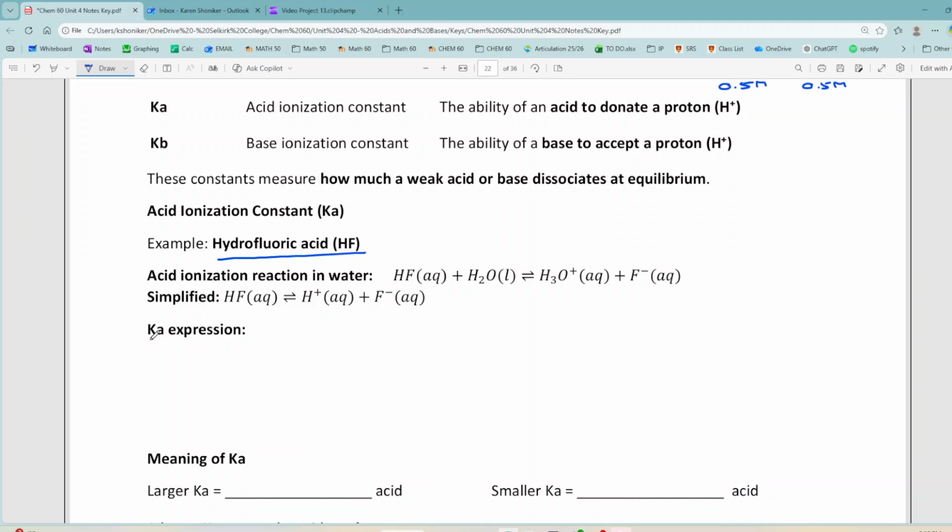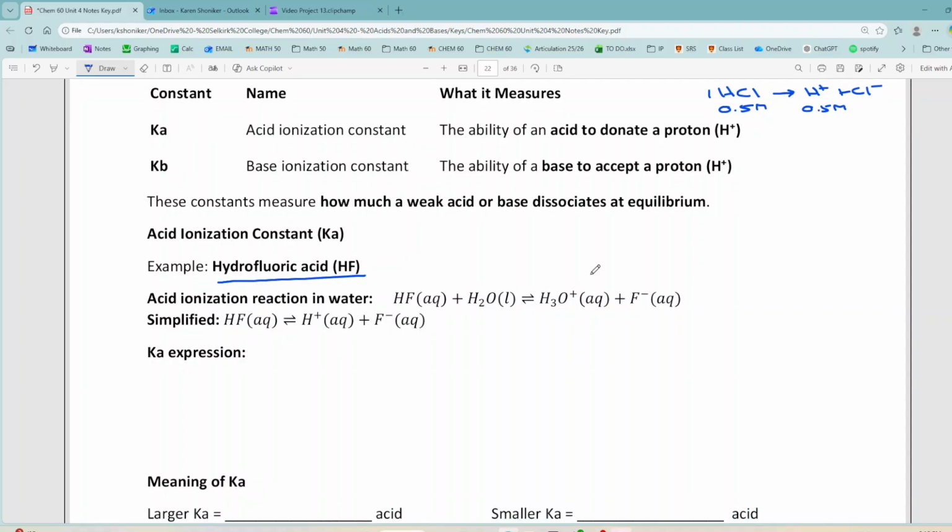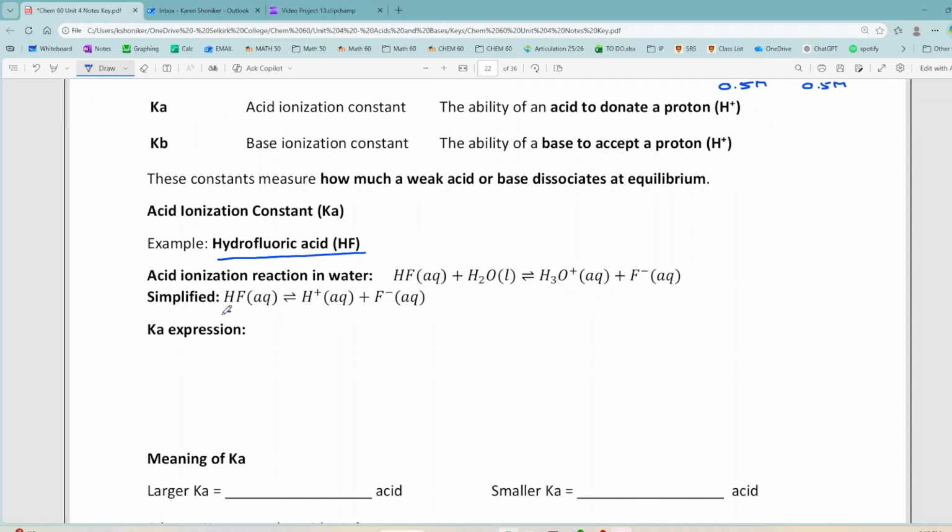But if we're going to write the Ka expression, it's going to be the amount of ions in solution, because it's not going to be a one-to-one. We're going to question how much it is. So what it'll be is you'll have something like a 0.5 molar hydrofluoric acid that you add, but you don't know how many hydrogens are in solution. So what would we do for the Ka expression?